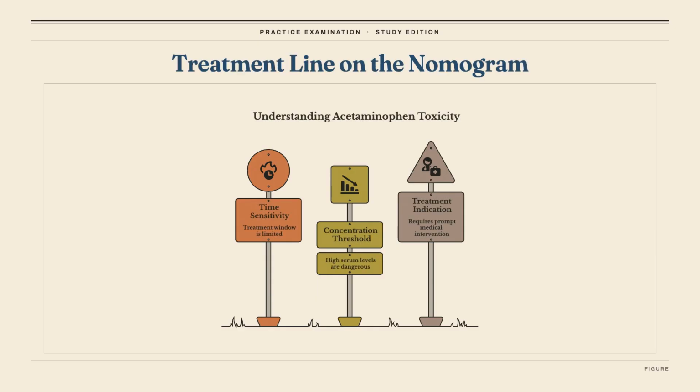The treatment line starts at 150 micrograms per milliliter at 4 hours and declines along the drug's elimination curve. Any level plotted on or above that line within the valid window means treatment is indicated, and the line is drawn conservatively on purpose.